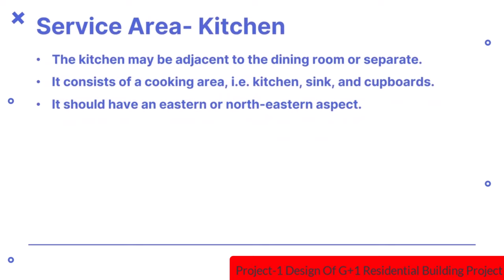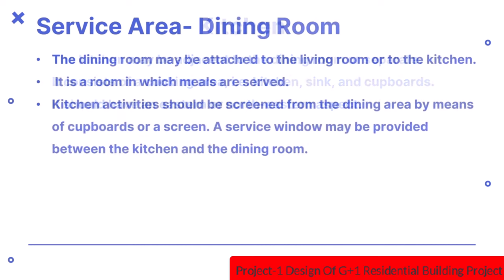The kitchen may be adjacent to the dining room or separate. It consists of cooking area, that is, kitchen, sink, and cupboards. It should have an eastern or northeastern aspect. The dining room may be attached to the living room or to the kitchen. It is a room in which meals are served. Kitchen activities should be screened from the dining area by means of cupboards or a screen. A service window may be provided between the kitchen and the dining room.